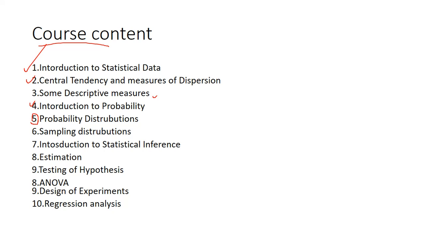In business statistics, the mainly used distributions are binomial, Poisson, exponential, normal. These four distributions are the backbone of business statistics. Then sampling distributions, we all know the F, chi-square and t distributions. Then an introduction to statistical inference, where I will discuss mainly estimation and testing of hypothesis related to business analytics. Then we move to ANOVA, that is analysis of variance. Then design of experiments, regression analysis.